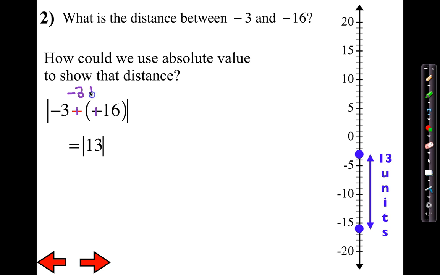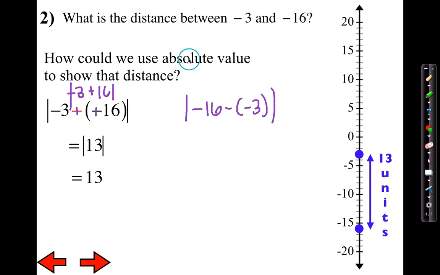Let's rewrite it here real quick so you can see. I took the absolute value of that, but first I had to simplify -3 plus 16, which is 13. Once we have that, we can say the absolute value of 13 is 13. Now, could you have gone the other direction? Instead of saying -3 minus -16, could you have done the absolute value of -16 minus -3? The answer is yes, it would still give you the same answer.